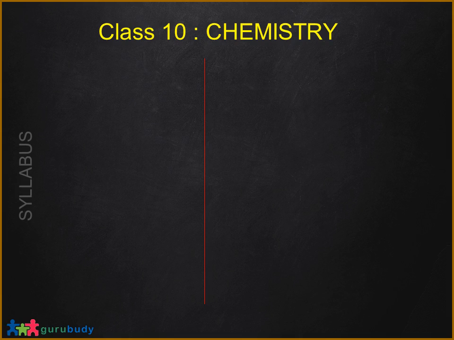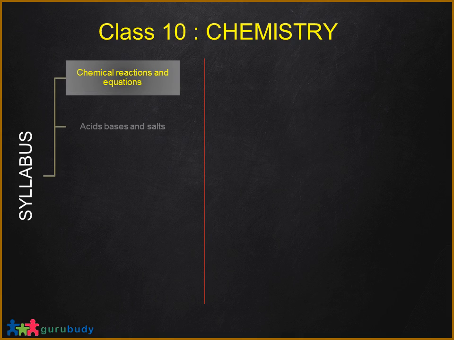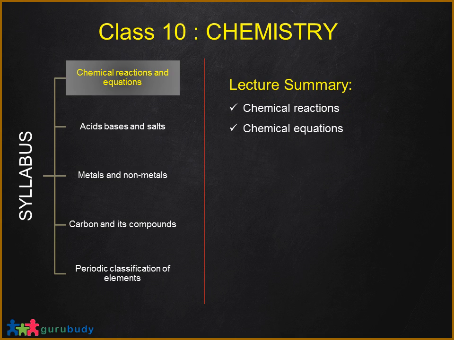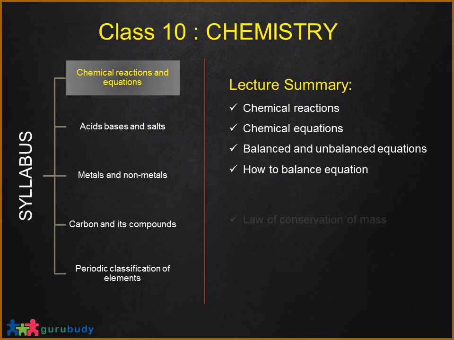Today we will talk about the first chapter for class 10th chemistry, that is chemical reactions and equations. The summary of the lecture is we will talk about chemical reactions, chemical equations, balanced and unbalanced equations, how to balance an equation, and also the law of conservation of mass. And then we will see some examples of different equations and how to balance them. All right.